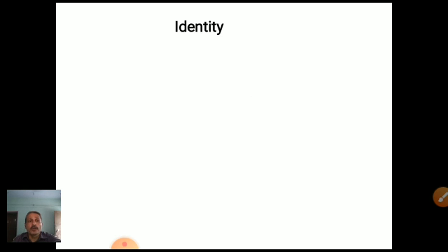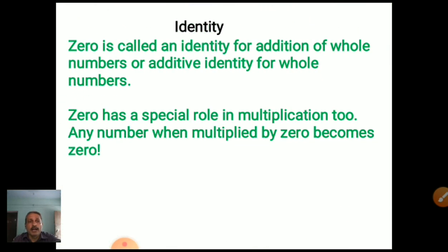Identity. Students, a very important topic of the chapter is identity. Which number can you add to get the same number? Yes, 0. 0 is called an identity for addition of whole numbers, or additive identity for whole numbers. 0 has a special role in multiplication too. Any number when multiplied by 0 becomes 0.